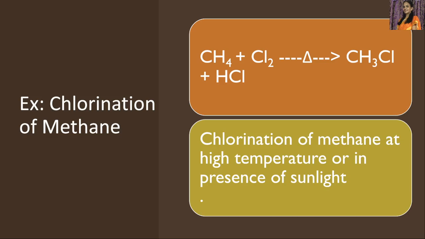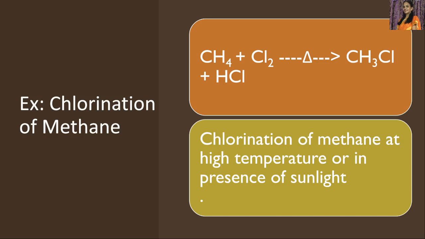And the last step is chain termination, where one chlorine free radical may combine with another chlorine free radical to form a chlorine molecule. There also the termination of the chain takes place. So in this way, the chlorination of methane takes place.